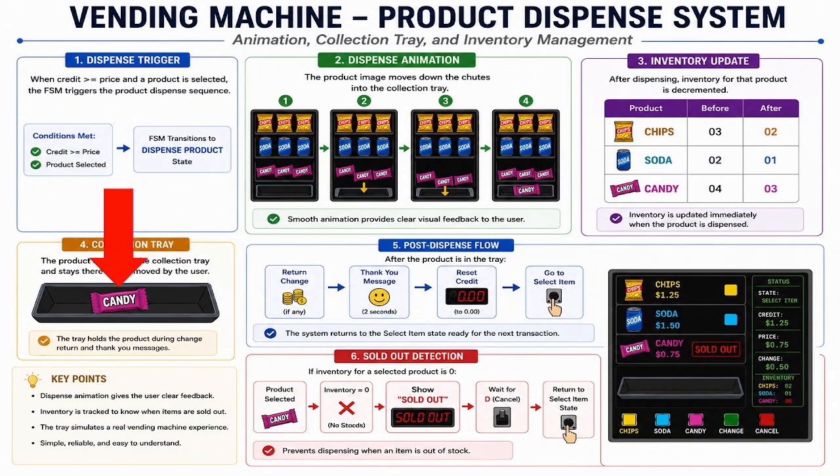Rather than instantly appearing in the collection area, the selected product falls into the tray. This is accomplished by updating the product's vertical position over several frames, demonstrating how basic animation techniques can enhance an FPGA graphics project. And now that we've covered the overall design, let's look at the Verilog source code.